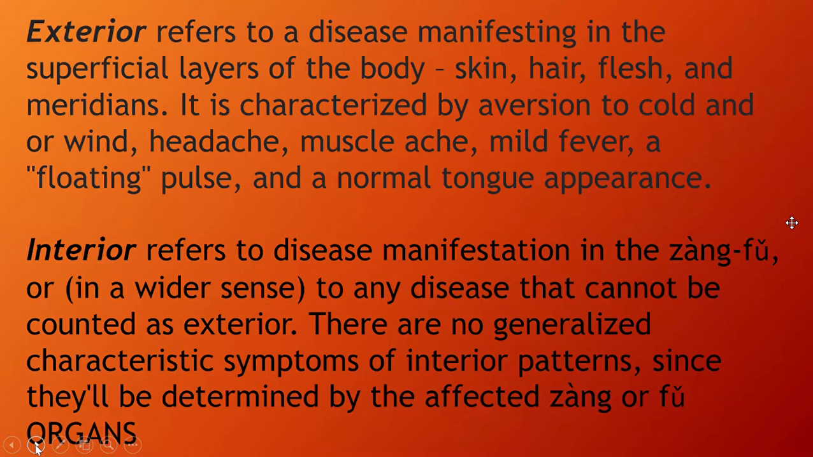So, let's start first with the exterior and the interior. When we say exterior, it refers to a disease manifesting in the superficial layers of the body: skin, hair, flesh, and meridians. It is characterized by aversion to cold or wind, headache, muscle ache, mild fever, a floating pulse, and a normal tongue appearance. Okay, exterior, it's very fundamental.